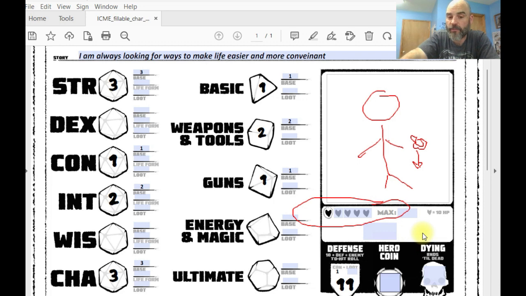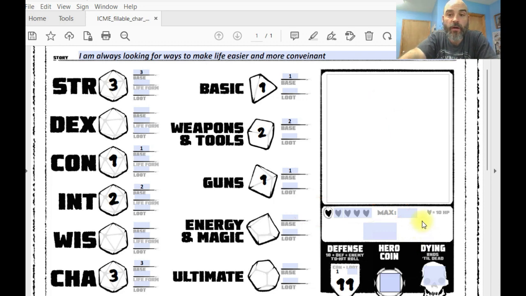All right, now here is hearts. So in the game, everyone begins with 1 heart. 1 heart is 10 hit points. That's as simple as that. It really simplifies the game. You get 10 points before you die.